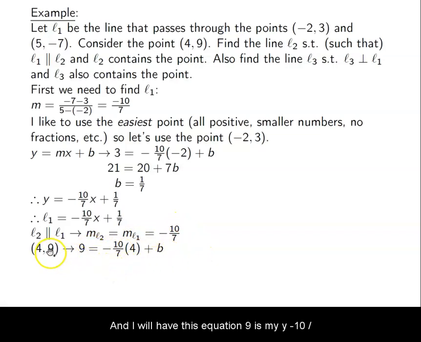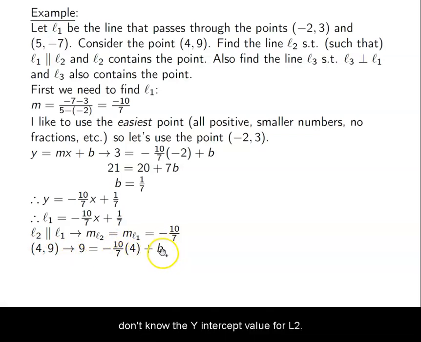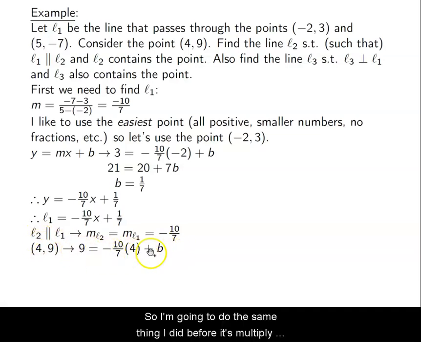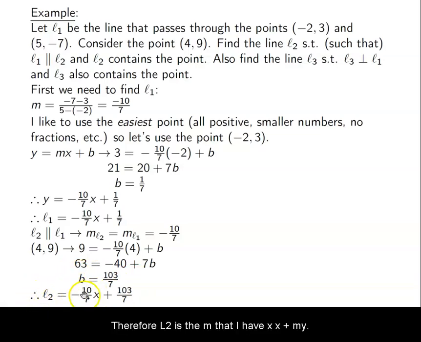So I'm going to use the point 4, 9 with this slope, okay, and I will have this equation. 9 is my y, -10/7 is my m, 4 is my x. I do not know the y-intercept value for L2. So I'm going to do the same thing I did before. Let's multiply everything times 7, okay? 63 minus 40 plus 7. I can add this to both sides, so I get 103 over 7 is b, okay? Therefore, L2 is the m that I have times x plus my y-intercept value, 103 over 7. Right? So now I have L1, now I have L2.